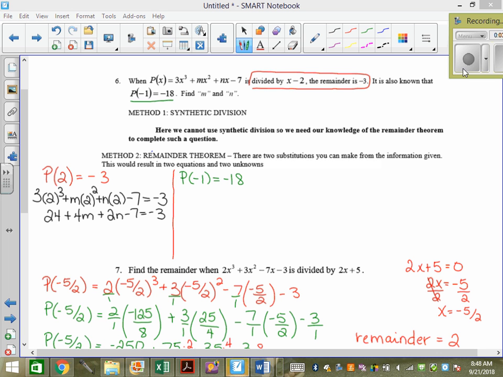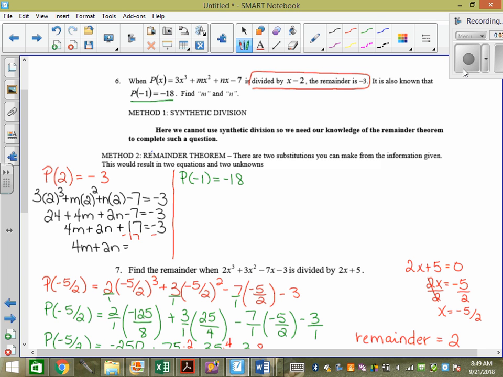Nope, because the squared's only 2. Yep. 24 minus 7 is what? 4m plus 2n plus 17. And then I'm going to move the 17 over. So 4m plus 2n equals, subtract 17 from both sides. What do I get? Negative 20. So that's my equation 1.